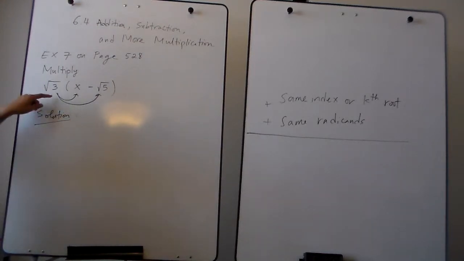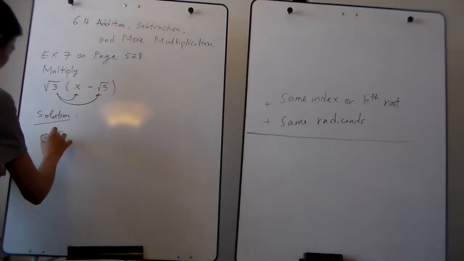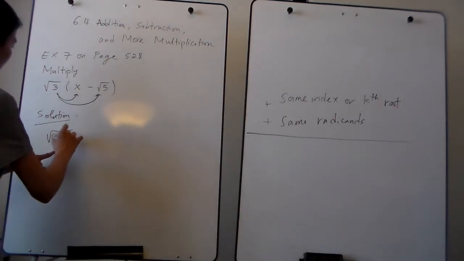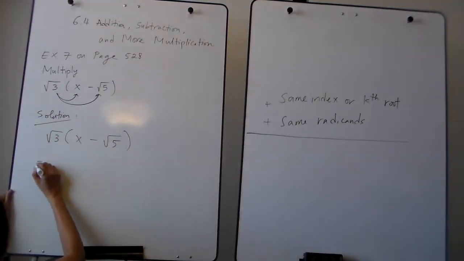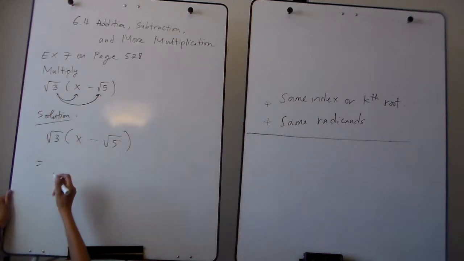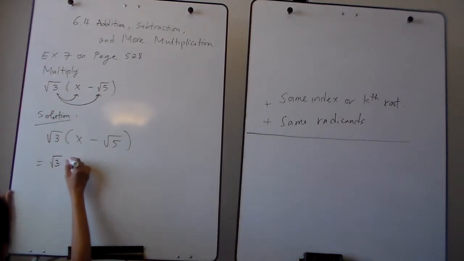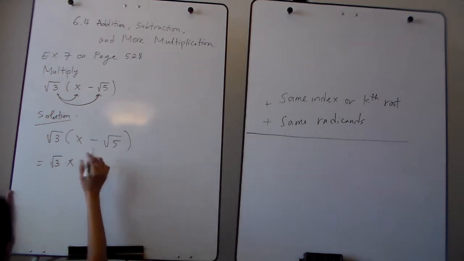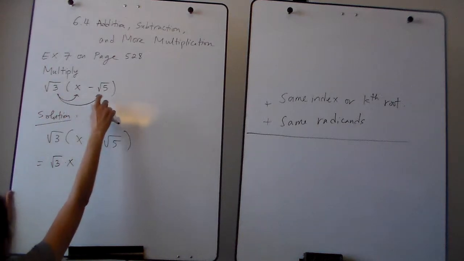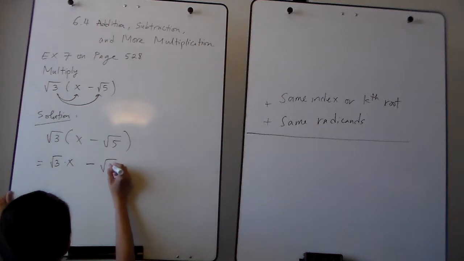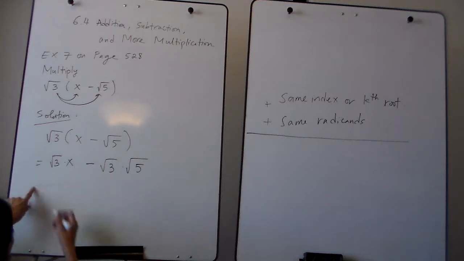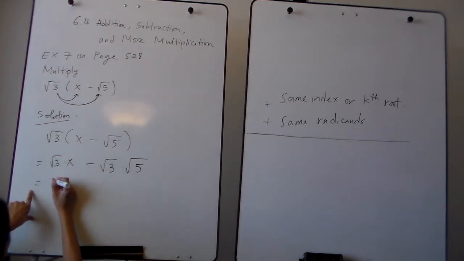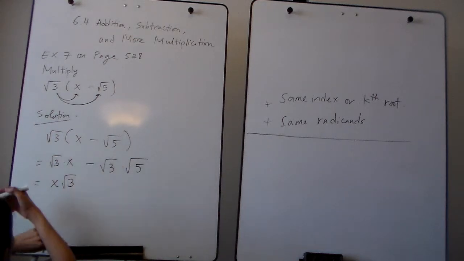Another way of saying this is we distribute. Given square root of 3 times x minus square root of 5, we distribute, which is equal to square root of 3 times x, minus square root of 3 times square root of 5. You can treat the square root of 3 as some constant, so you can rewrite this as x square root of 3, or the other way around, that's fine.